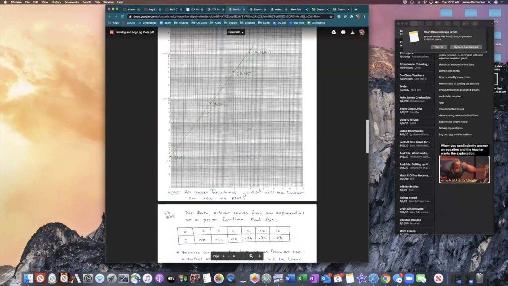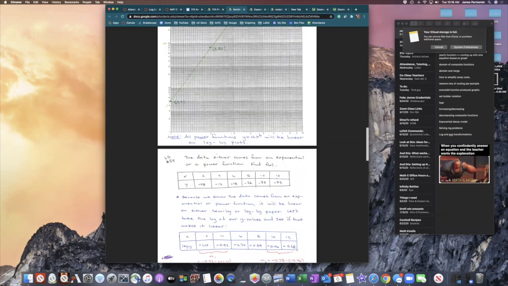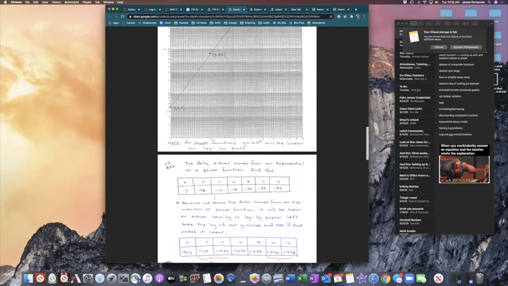So then something we can do with this is look at some data and then ask kind of, did it come from an exponential function or a power function? So we're kind of short on time. Let's talk through this example as opposed to me writing it for you on the board.